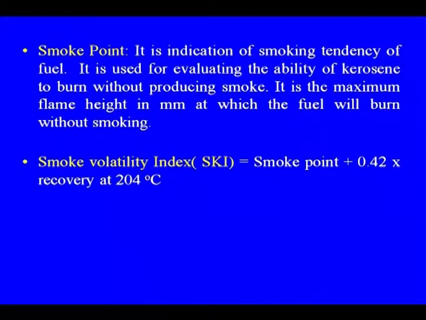The smoke point is very important for kerosene. It is an indication of the smoking tendency; as a thumb rule, the more aromatic, the more tendency of smoking. It is used for evaluating the ability of the kerosene to burn without producing smoke, because a smokeless flame should be there. It is the maximum flame height in millimeters at which the fuel will burn without smoking. This is another term we use, the smoke volatility index in the refinery, and from this smoke point you can find out the smoke volatility index.